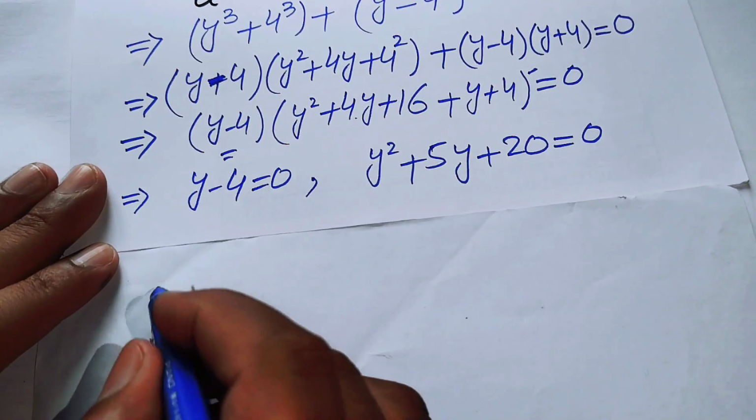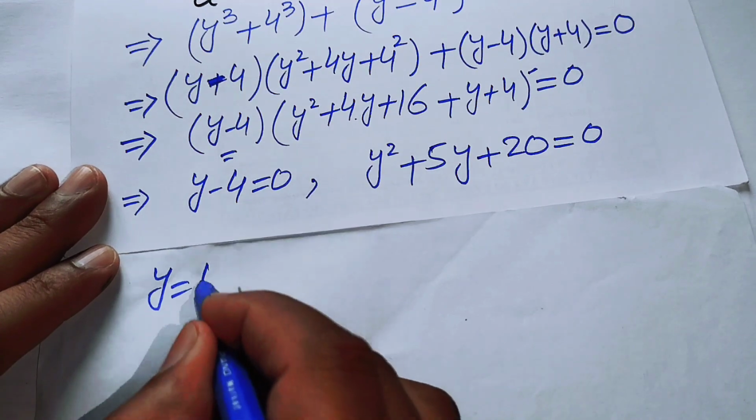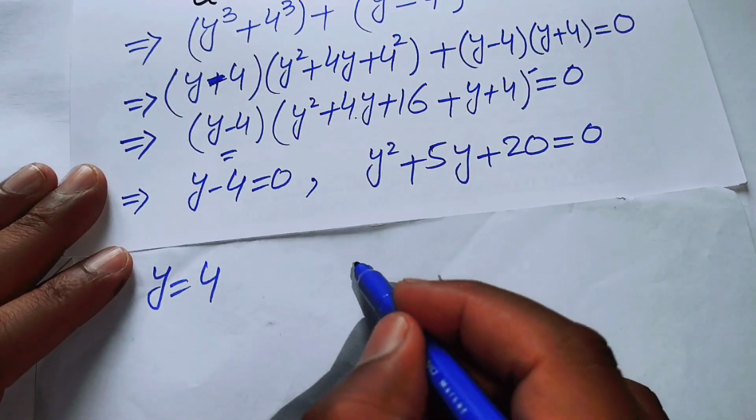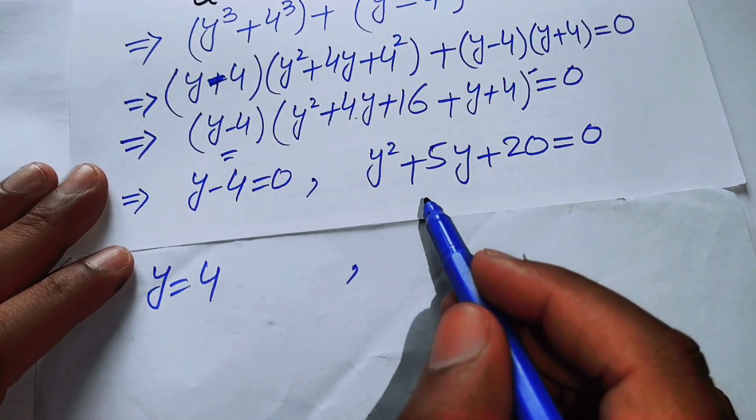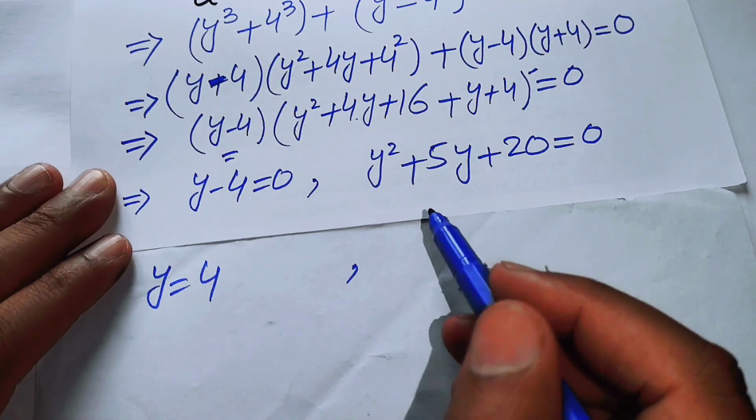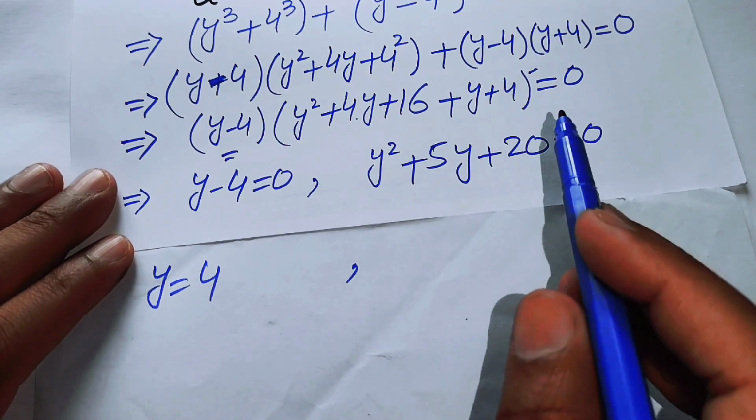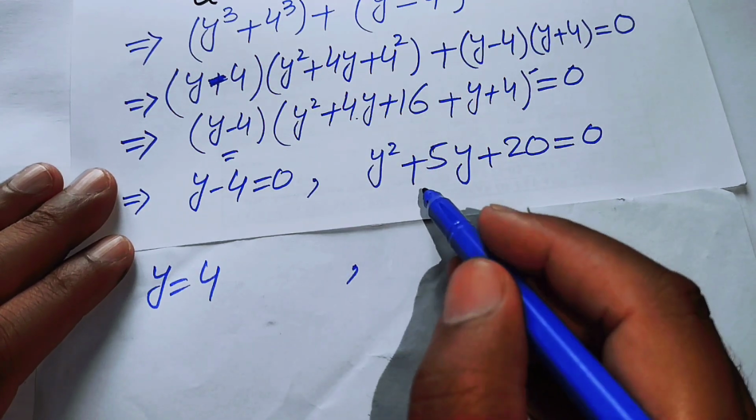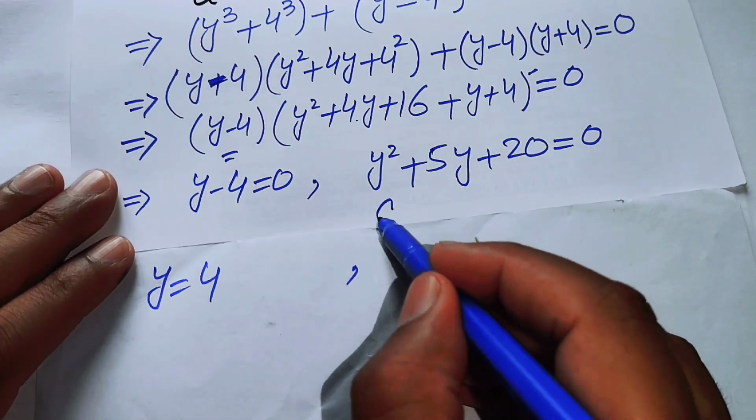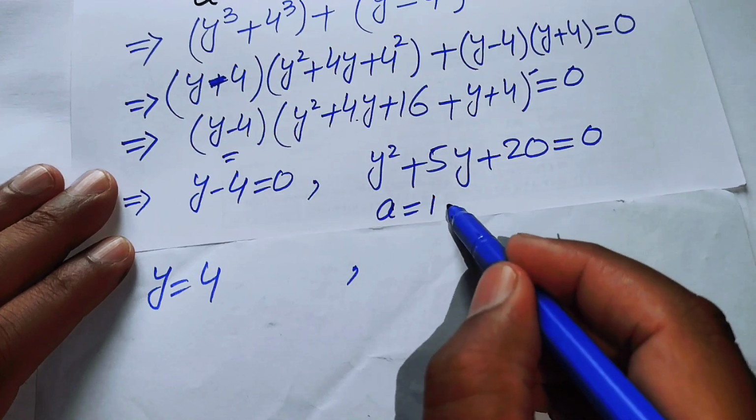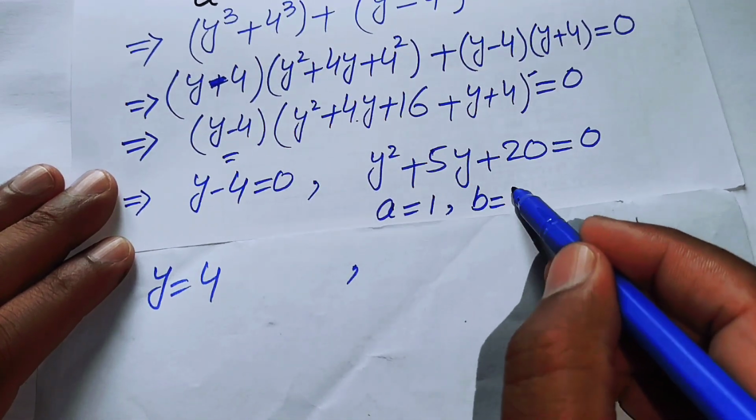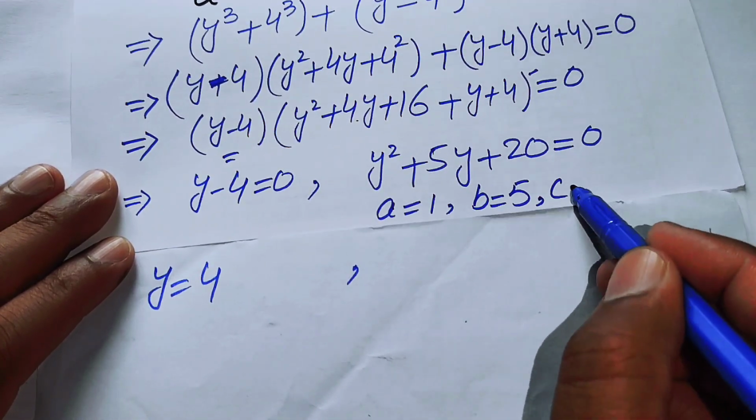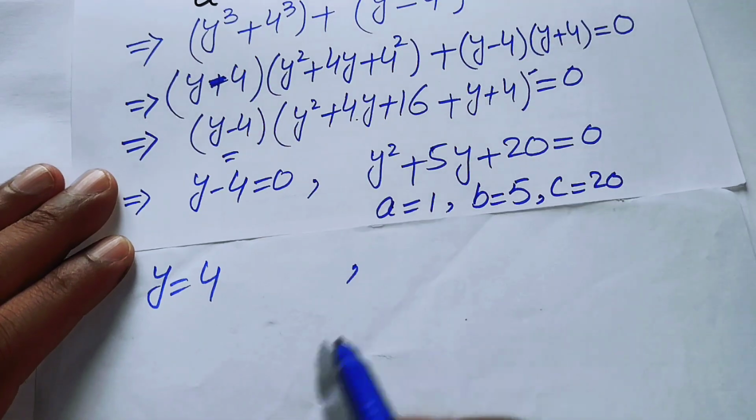So in this case we get y is equal to 4, and in this case first I will check whether this quadratic equation has real roots or complex, because we just solve the problem for real roots only. So here we have the value of a is 1, the value of b is 5, and the value of c is 20.